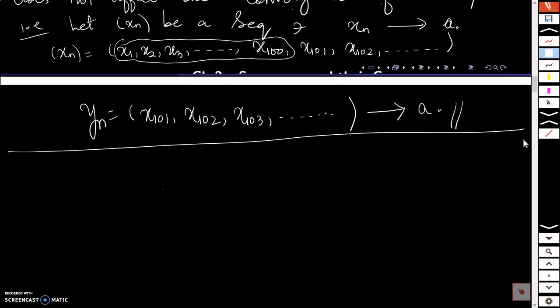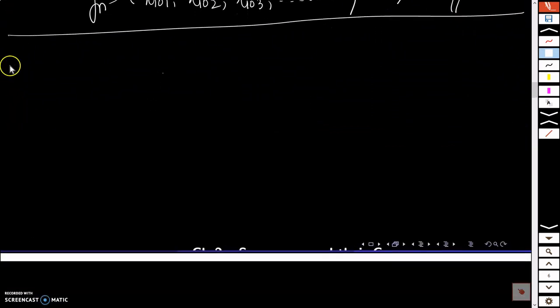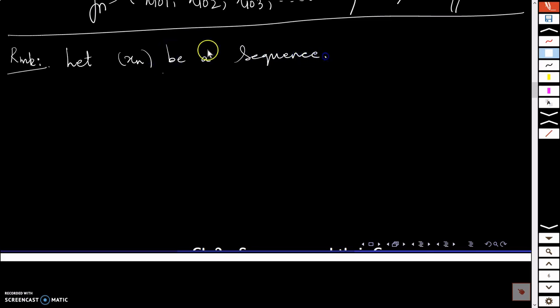Next we have the third property. Before stating the third property, I would like to give a remark. Supposing I have a sequence xn, and the terms of the sequence will be x1, x2, x3, and so on. So given any sequence xn, we can define another sequence.